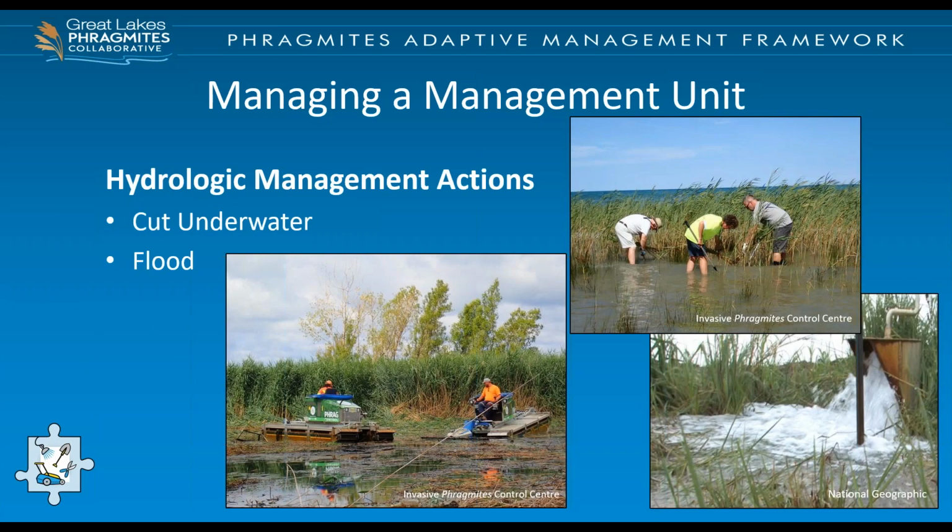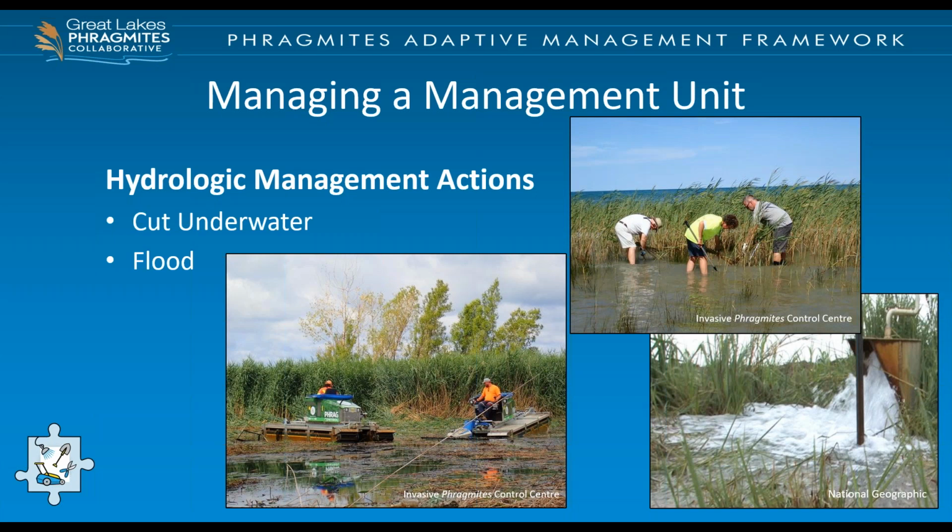Next, we have 2 hydrologic management actions. Cut underwater is defined as cutting Phragmites stems beneath the water level as close to the substrate as possible and at least 1 to 3 feet below the water surface. This can be done by hand using equipment like raspberry cane cutters, as shown in the upper right, or with large amphibious equipment, as shown in the left with the truck saw.